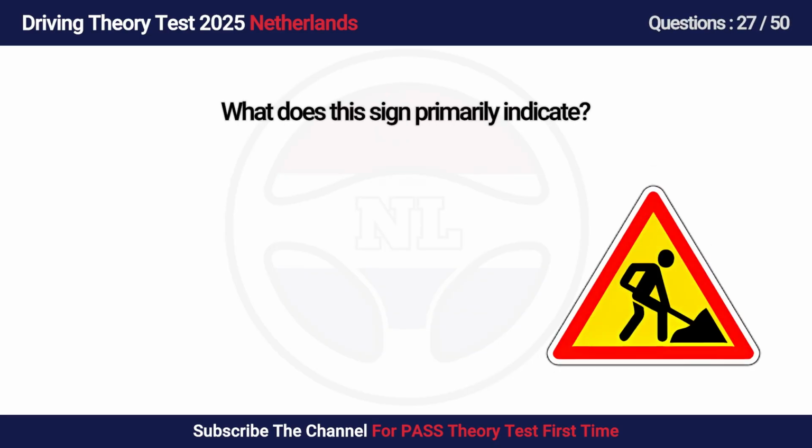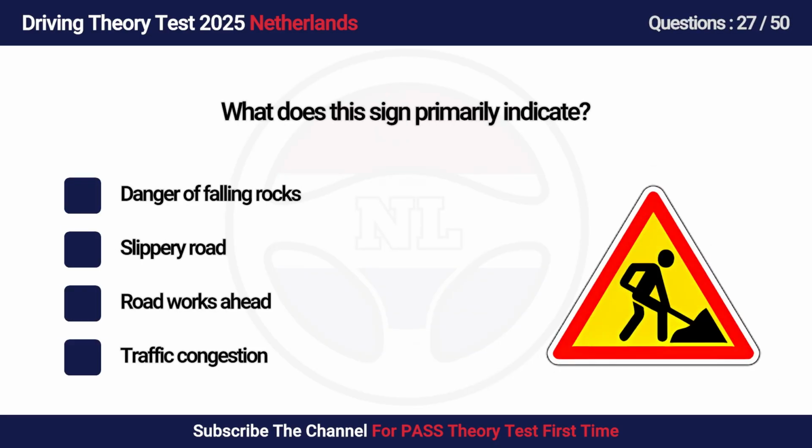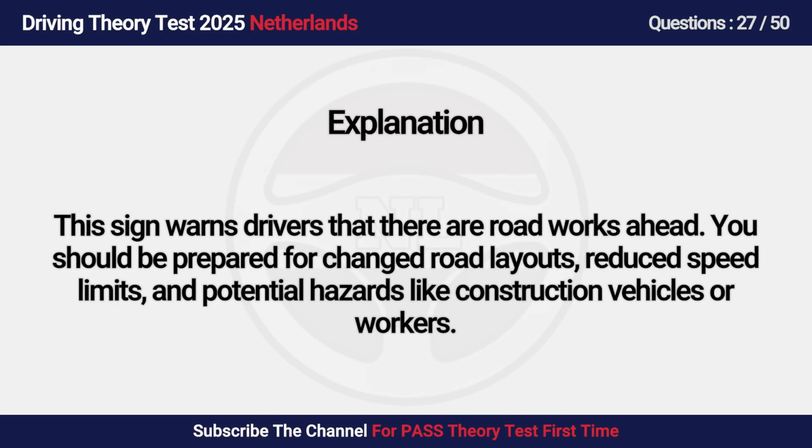Question 27. What does this sign primarily indicate? A. Danger of falling rocks. B. Slippery road. C. Road works ahead. D. Traffic congestion. Answer is C, road works ahead. This sign warns drivers that there are road works ahead. You should be prepared for changed road layouts, speed limits, and potential hazards like construction vehicles or workers.